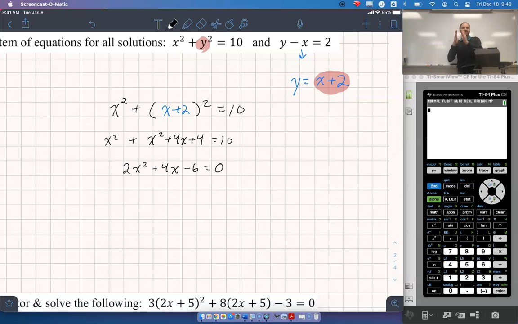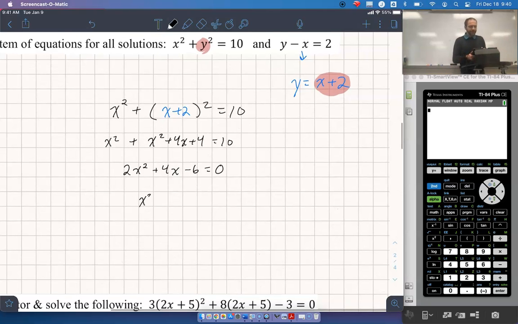I'm going to divide every term on the left side by 2, and every term on the right side by 2. It's lucky I can do that because they're all even. The right side is 0, and 0 divided by 2 is 0. So I'm going to have x squared plus 2x minus 3 equals 0, because I divided everything by 2. That's a much easier quadratic to factor.